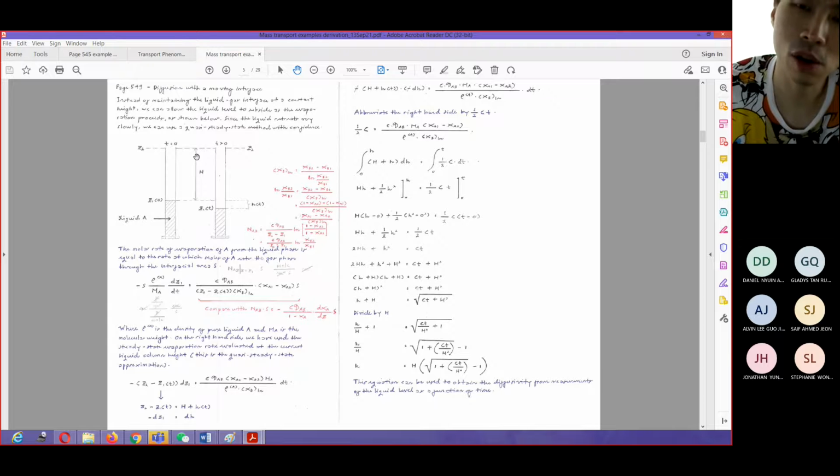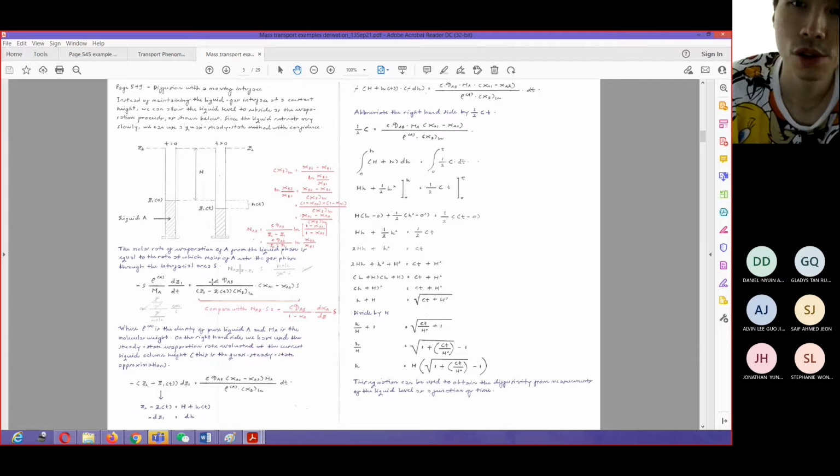I can define that my original distance from the point Z2 to Z1 at time equals 0 is equal to H, and then I can also define that the distance between Z1 at t equals 0 to Z1 at t is equal to the H. All these things are made just to support my derivation.